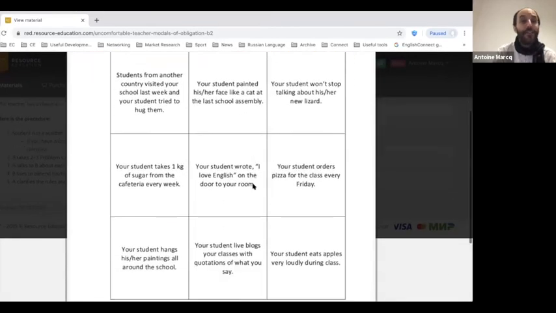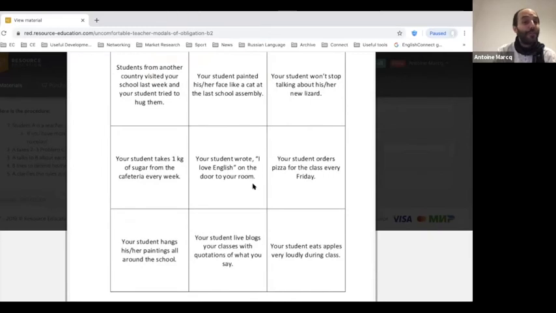And there you have it. Students from another country visited your school last week, and your student tried to hug them. Completely inappropriate. Your student painted his or her face like a cat at the last school assembly. Teenagers. Your student won't stop talking about his or her new lizard. It's creeping out all the other kids. Your student takes a kilo of sugar from the cafeteria every week. Either it's a specific diet or there's some kind of side business there.